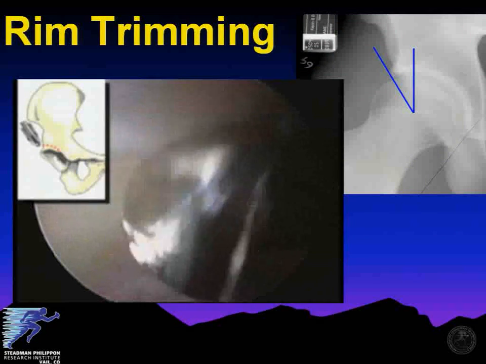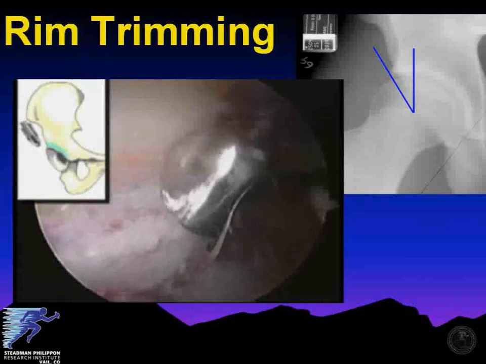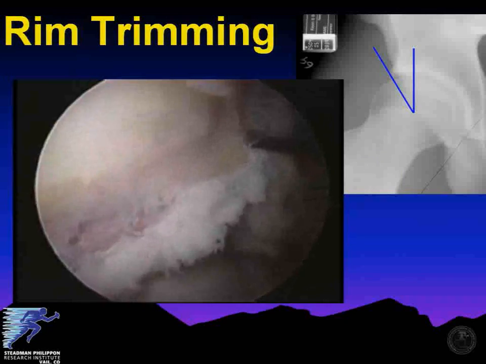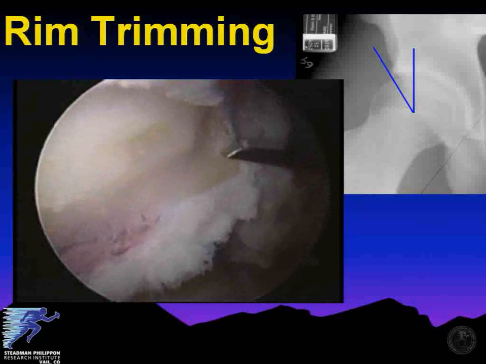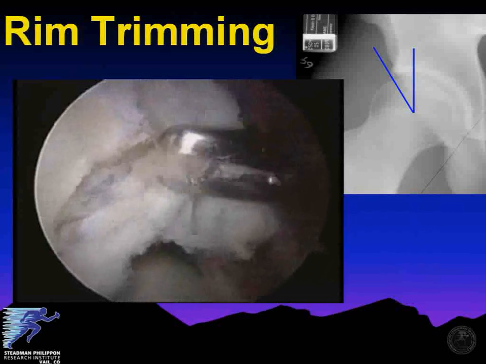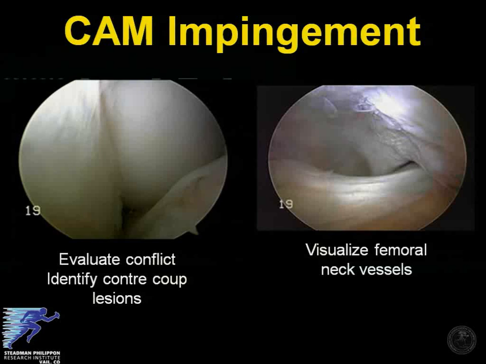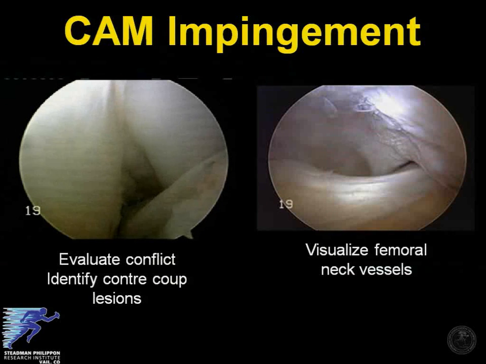For rim trimming, we use a 5-5 burr. This allows you to stabilize the chondral surface at the same time as you're removing the bone. And often in the corners we'll use an osteotome, and that's another tip because it's very hard to get there with the burr.